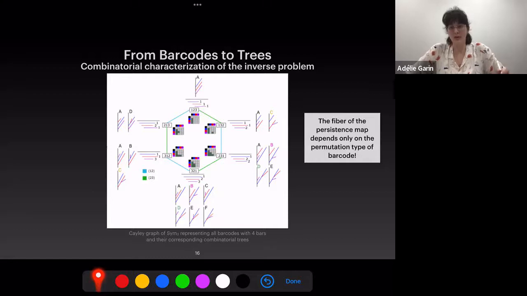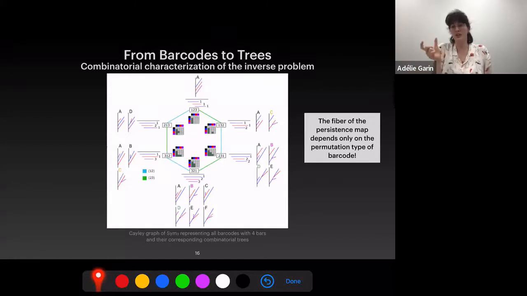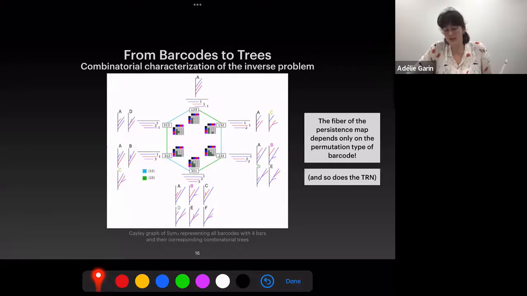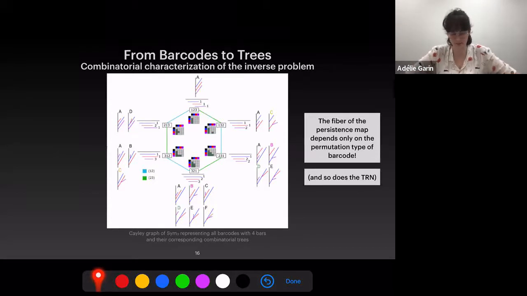So basically, the fiber of the persistent map depends only on the permutation type of the barcode, which is really nice because this trivialization number can actually be computed from, again, I'm going a lot into the group theory here. If some people don't know about this, it's fine, but it's actually the product of the inversions of the permutation. So if you have the inversion vector, the product of the entries of this vector gives you the trivialization number. So the trivialization number also only depends on the permutation type of the barcode. So we can completely solve the inverse problem using this symmetric group classification for barcodes.